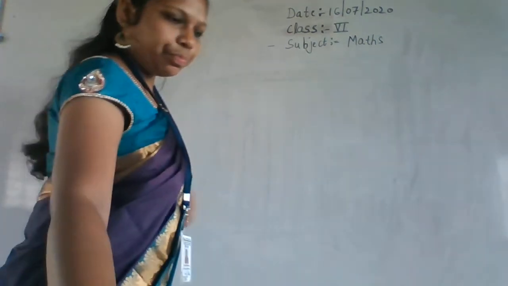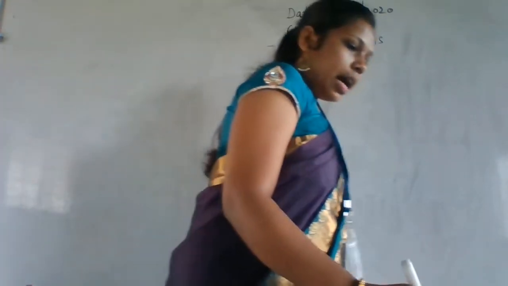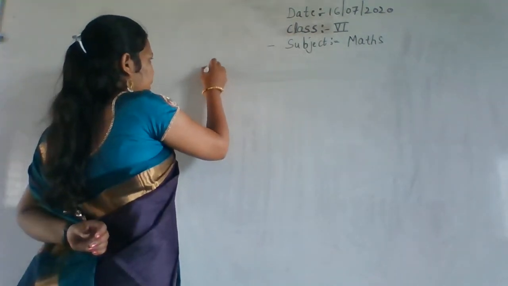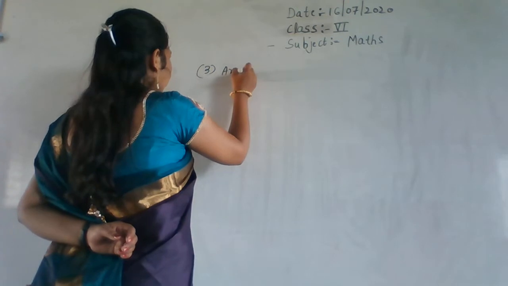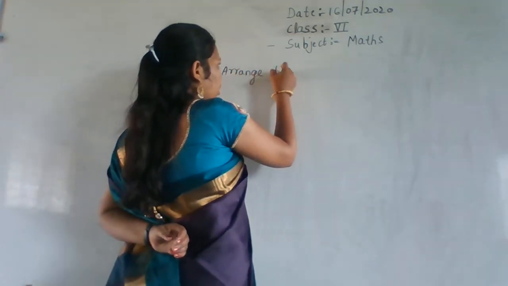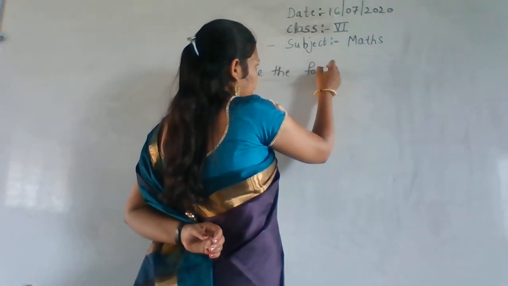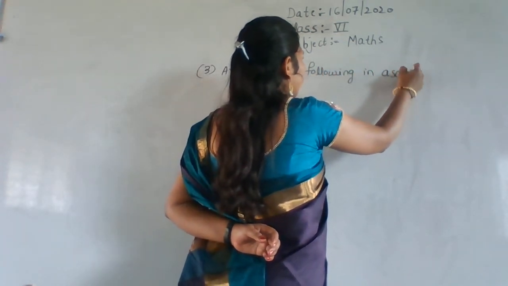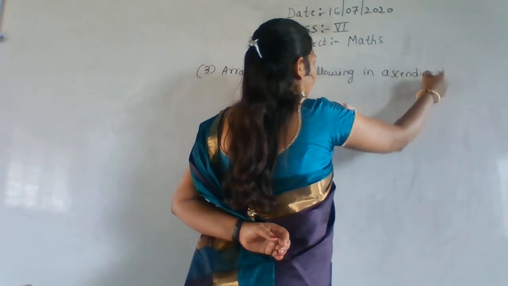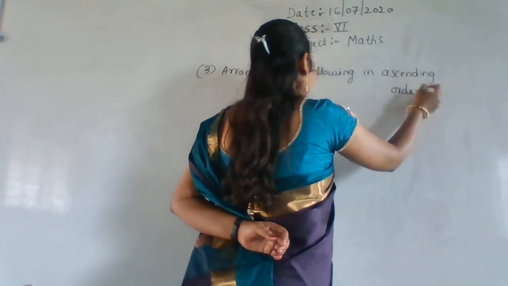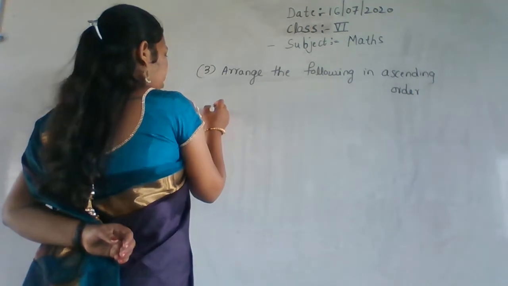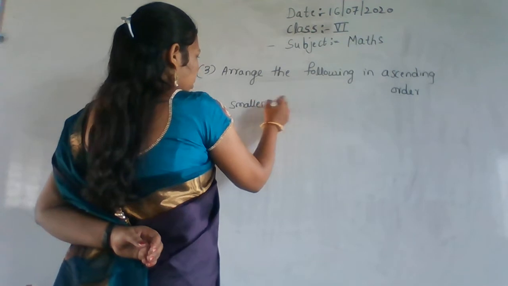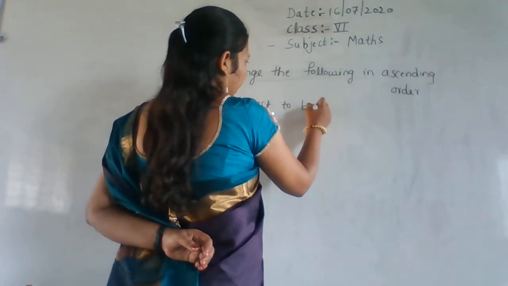Next one is the third main: arrange the following in ascending order. Ascending order means what? I already told you in the starting only. What does ascending order mean? Smallest to biggest number. You have to write that.